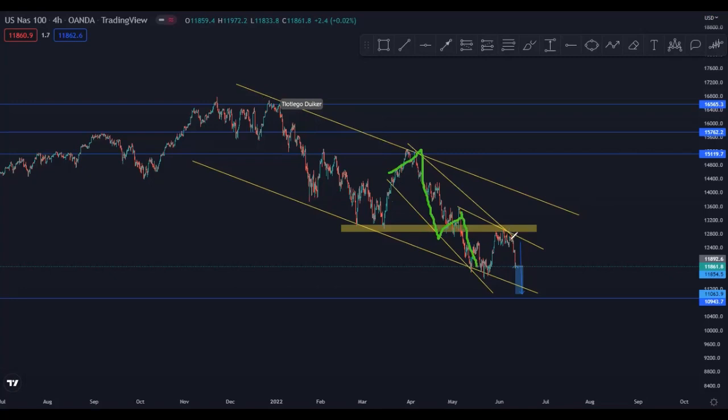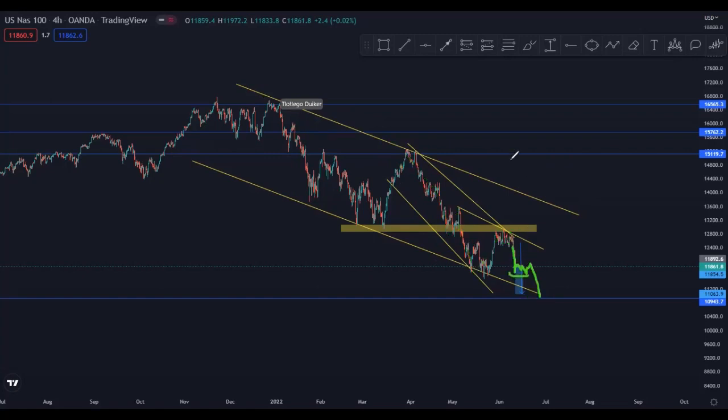So as you can see now, the market created this mini descending channel. The market came in an impulse, corrected. It came impulse, corrected. Now it's giving us this impulse move to the downside. So we're expecting a correction, then a continuation.